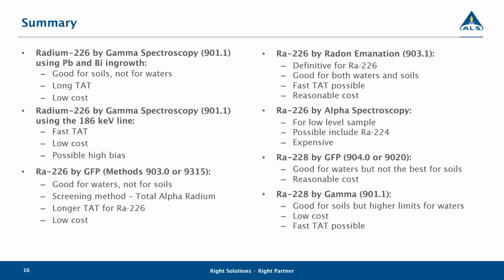Radium-226 by alpha spectroscopy is meant for low-level samples. This is when you're trying to get down to less than 0.1 picocurie per liter. Overall, we do it more for waters than we would for soils. It's possible to get the radium-224. So if you need a number for radium-224, you can do that.